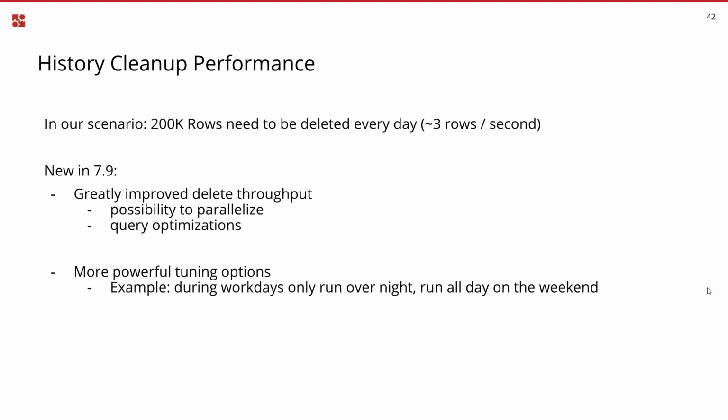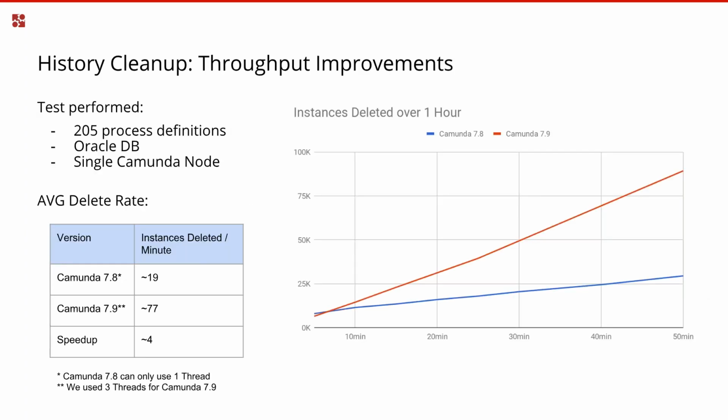There's greatly improved delete throughput through the possibility to parallelize. So you can now run the history cleanup in up to 8 threads in the Camunda engine. Here is an example where we only used 3 threads. We have 205 process definitions, a lot of historic workflow instances, an Oracle database, and a single Camunda node. With Camunda 7.8, it was possible to delete about 19 workflow instances from history per minute, and now with 7.9, it's already above 77. This is using 3 threads. You can go up to 8, so you can be even a lot faster.